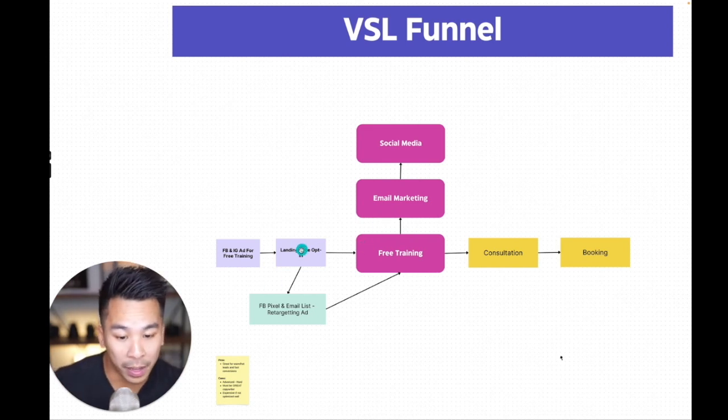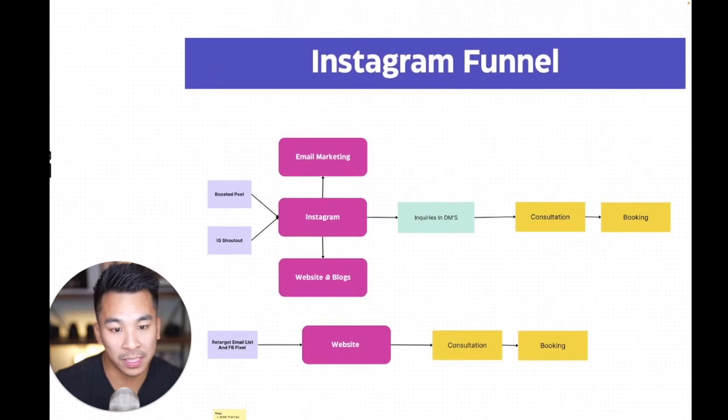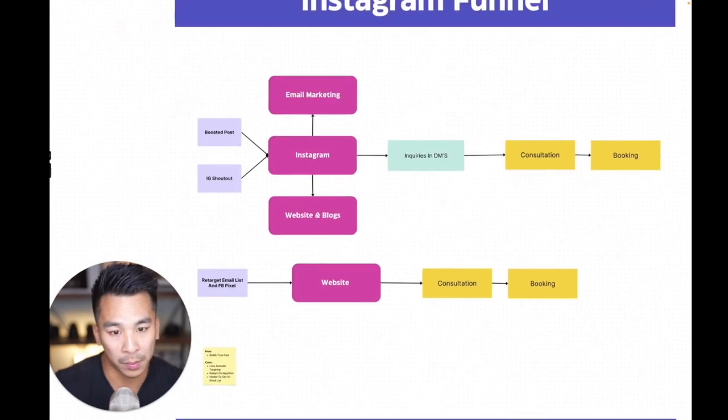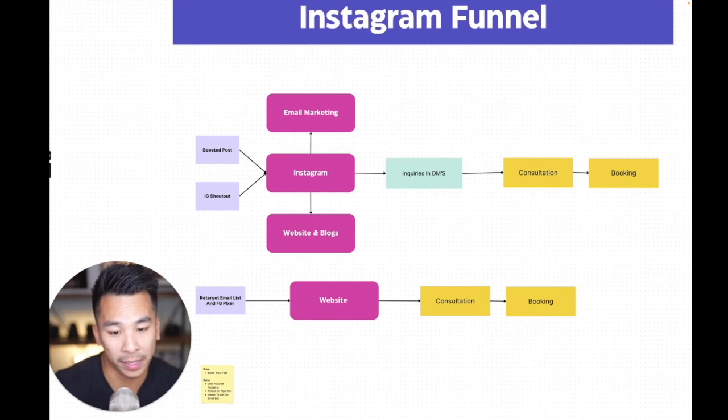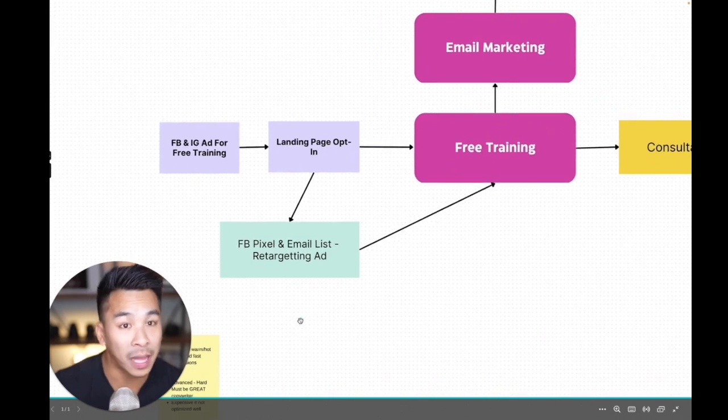From that landing page, we're able to run retargeting to get them back into that training, back into our email list or social media. So the VSL funnel can work out really well for warm and hot leads. It may not be as attractive, but it is not as dynamic, and you do not have as much flexibility to adapt, I feel like, than the Instagram marketing funnel and the standard WLMA marketing funnel, especially when it comes to the wedding photography and filmmaking industry. So I'm not going to go too far into this. Just want to show this as an option that you can test.